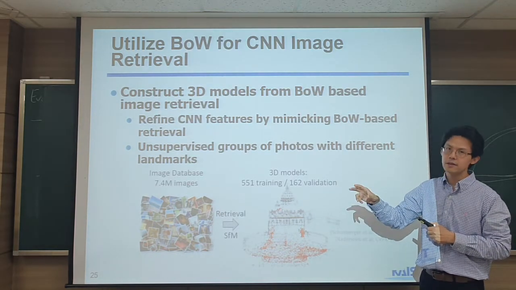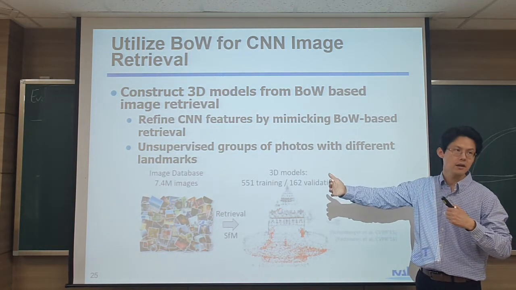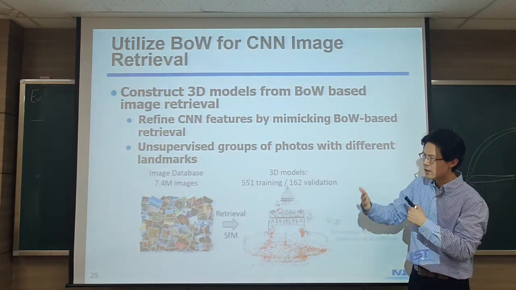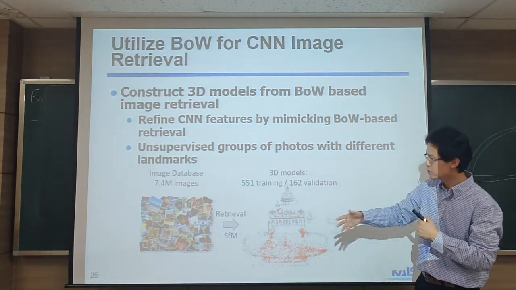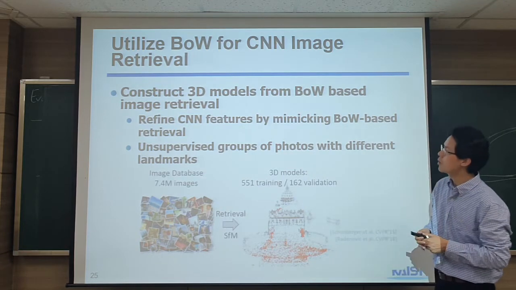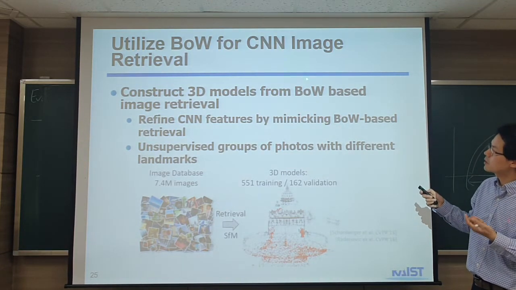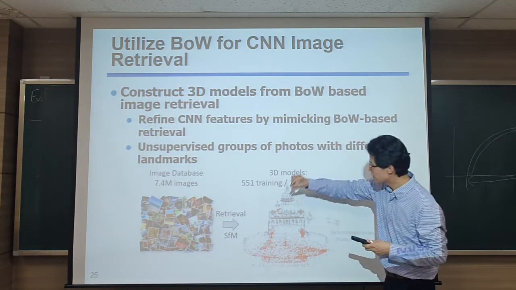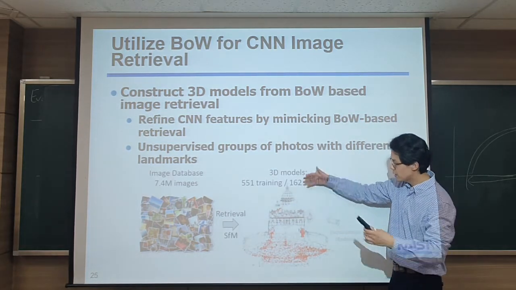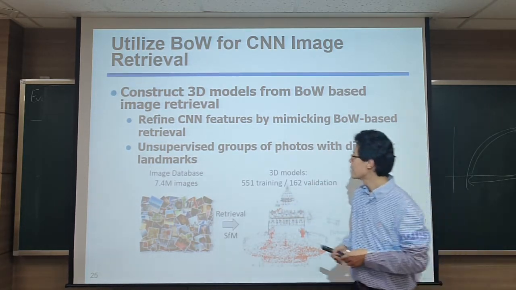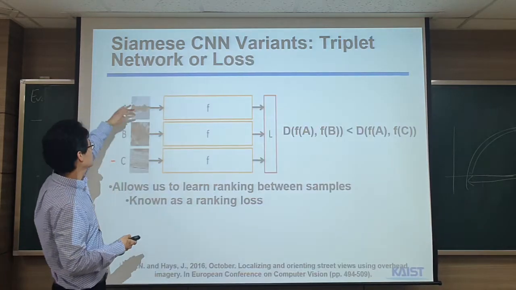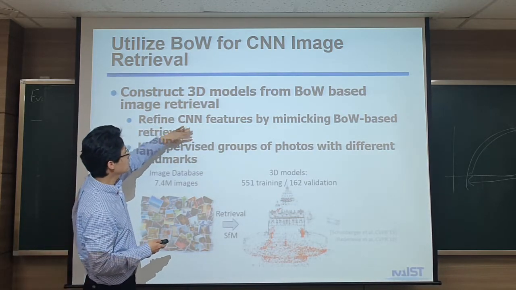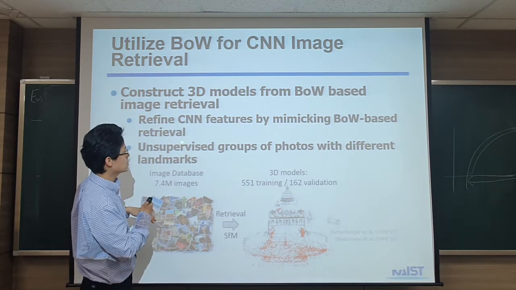But what it means is that given these matching pairs of images, we can construct this kind of 3D geometry, right? Once you do the matching, then by running structure from motion, you can compute this kind of 3D model. We can construct the 3D model from this classical bag of visual words approach based on image retrieval, right? Given a set of images, we identify similar images, keep increasing, and then build the 3D model. Based on that, we can identify the positive and negative sets, and then refine the CNN feature by mimicking this bag of visual words matching or retrieval.